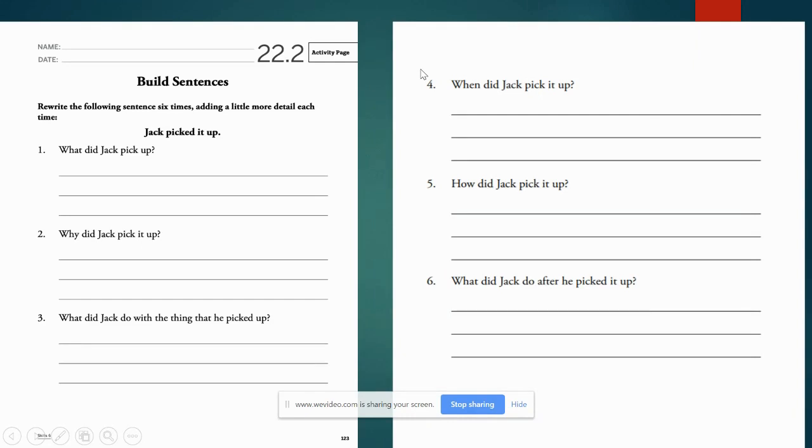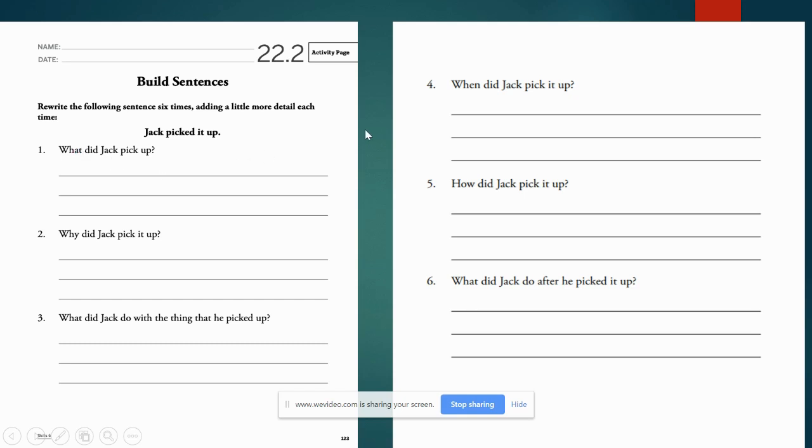Let's look at the directions for page 22.2. Build the sentences. Rewrite the following sentence 6 times, adding a little more detail each time. Jack picked it up. What did Jack pick up? Now, because I want to add more detail to it, I'm going to start with the first sentence, Jack picked it up. And then I'm going to add more to my sentence to answer, what did Jack pick up?